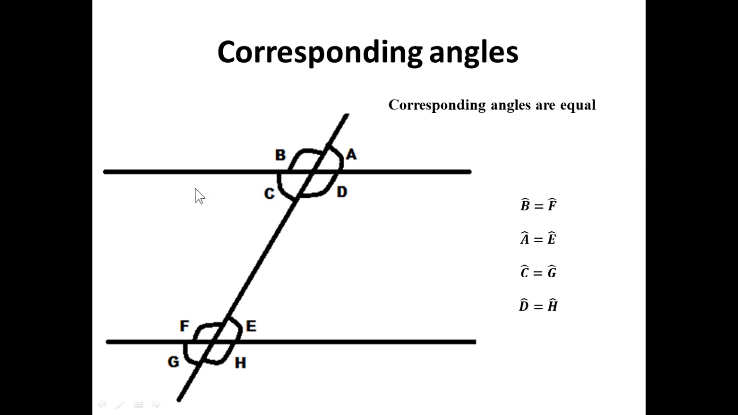Also, the angle under the parallel line here, which is C, and the angle under the parallel line at this side, which is G, are also corresponding. Also, the angle under here and the angle under here are also corresponding. So that's how you get corresponding angles in parallel lines: before the parallel lines, under the parallel lines. The angle before the parallel line here and the angle under the parallel line there are corresponding, which means they are equal.